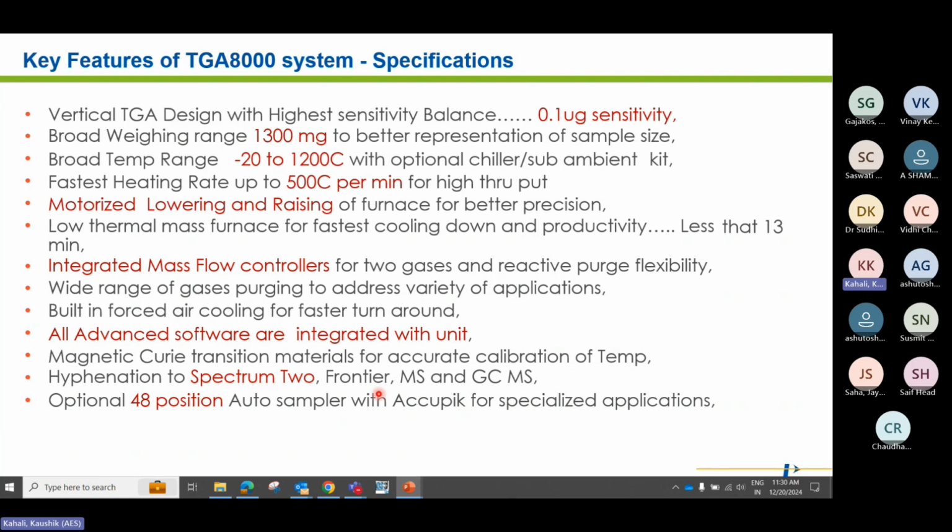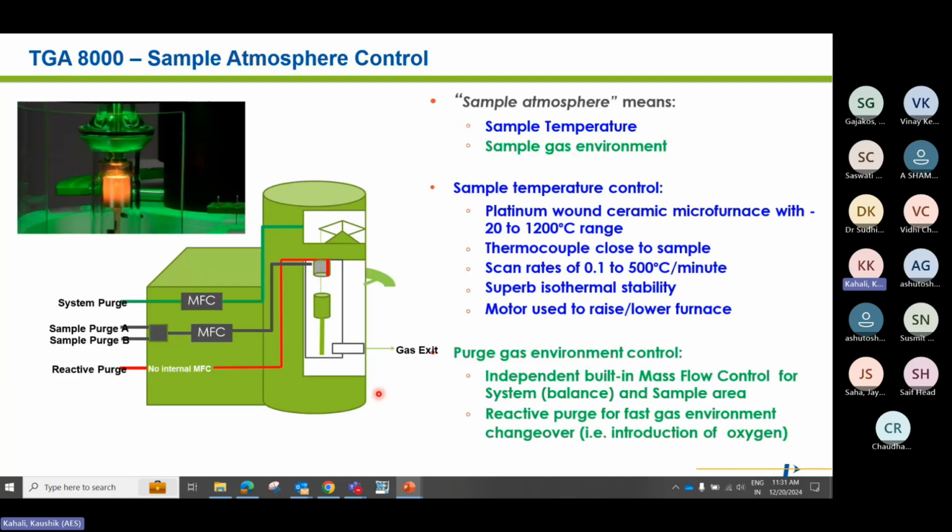Hyphenation to spectrum to frontier MS and GCMS. So this is the upgradation capability of this model. In future, if you want to measure evolved gas analysis coupling with FTIR or GCMS, that is also possible. And the 48 position auto sampler, which is already there in your lab along with the system, is for unattended operation.